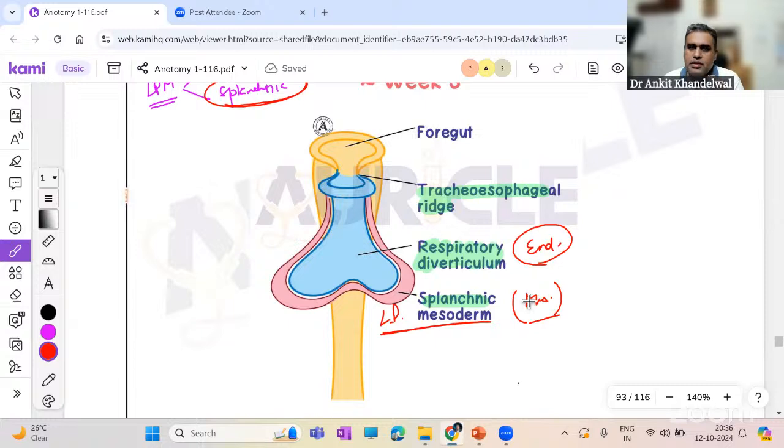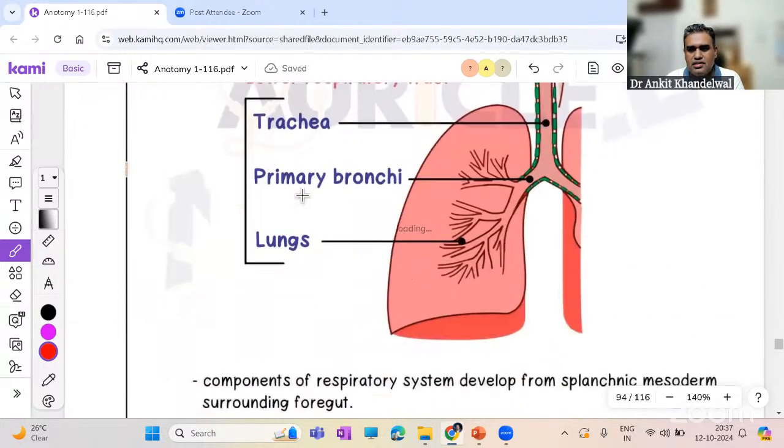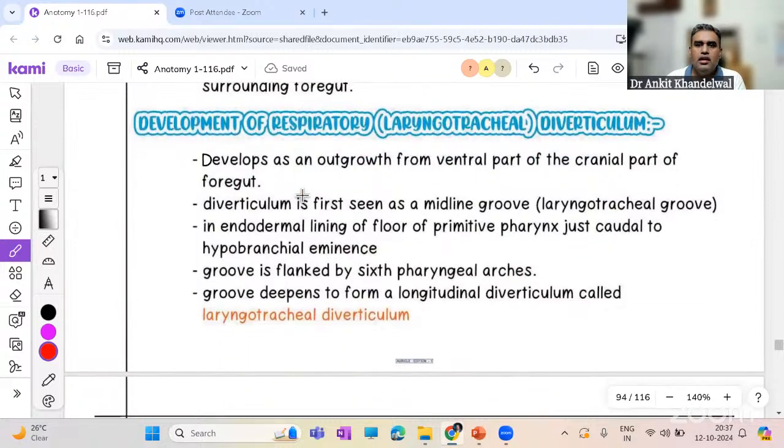So you have a ridge. First of all, you have a diverticulum. The diverticulum is nothing complicated. This is the foregut, and here it starts a diverticulum. The diverticulum will grow, and then from here you have a starting ridge, so that it starts to get a bit separated. Okay, so you have the upper and lower respiratory tract. Fine, this is simple anatomy of the respiratory tract, nothing to worry. Now let us read through the development of the diverticulum.